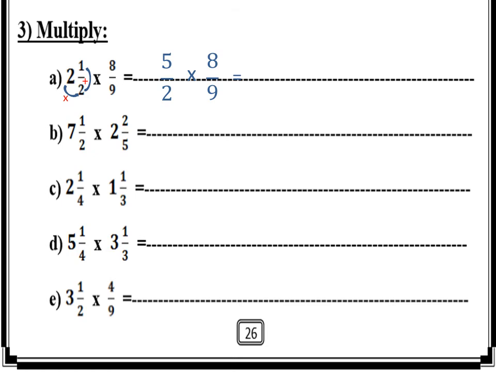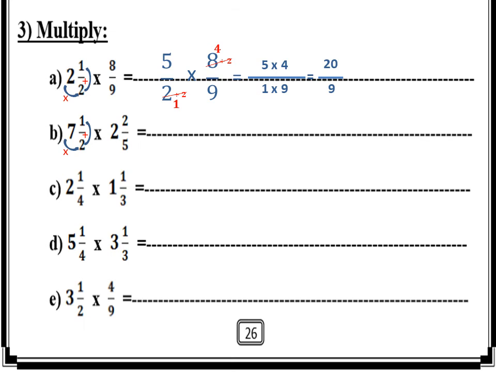2 and 8 are together in table 2, so I'm going to divide both by 2. 2 divided by 2, which is 1. 8 divided by 2, which is 4. Let's check. Are 5 and 9 together in any timetable? No. So I'm going to multiply 5 times 4, 1 times 9. So it's going to give me 20 over 9.